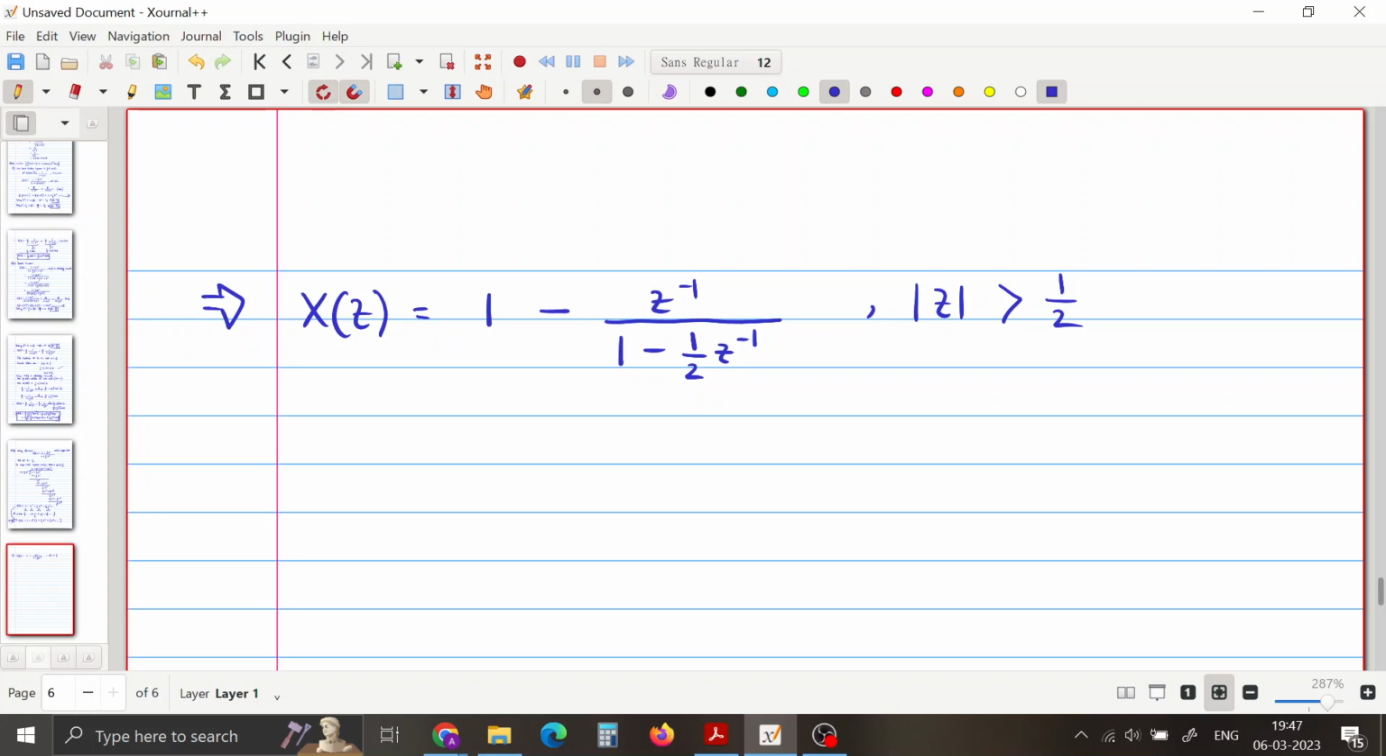so what is the inverse z transform of the first term? If X of z is 1, what is its inverse z transform? It's simply delta of n, right? It's delta of n. It's only 1 at n equals 0. Okay, and for this, what is the inverse z transform?